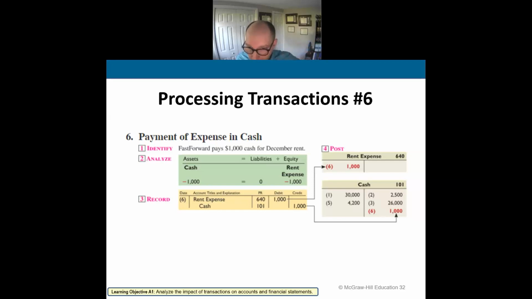That's all under equity. That's why it says minus expense. When we increase an expense, we're debiting the expense account.